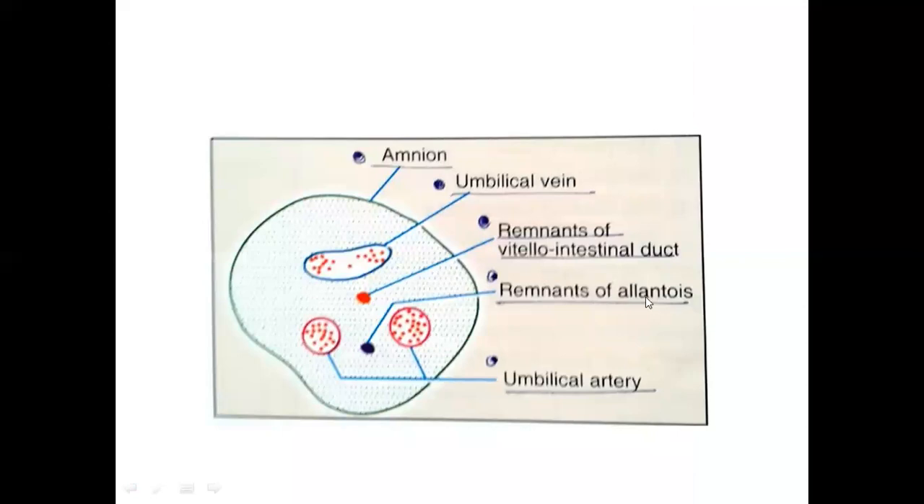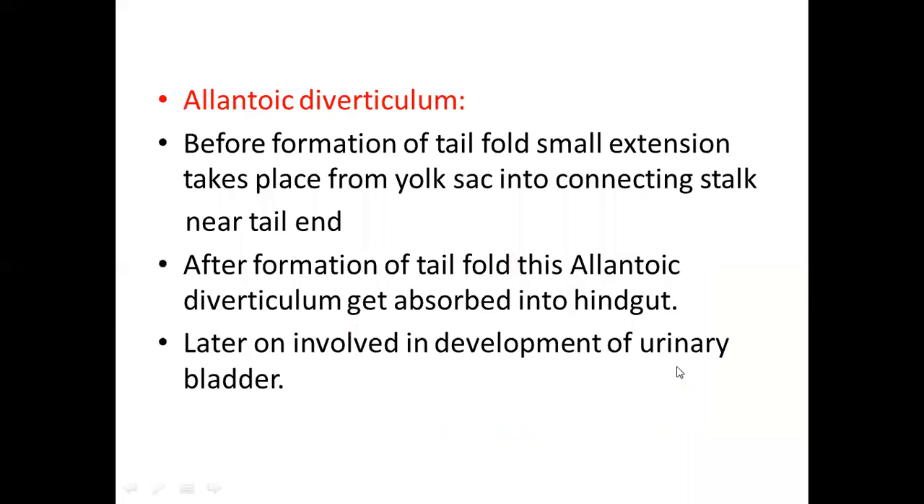So this is a cut section passing through the umbilical cord. Outermost you can see the amnion. This is the umbilical vein. There are two umbilical arteries. These are the remnants of the vitello intestinal duct. And here we get Wharton jelly, meaning embryonic connective tissue. So this is the microscopic structure, you can say, of a section passing through the umbilical cord.